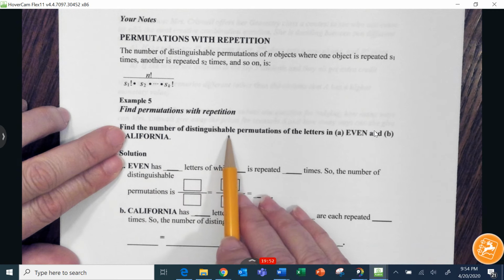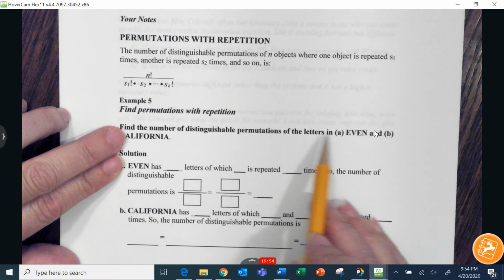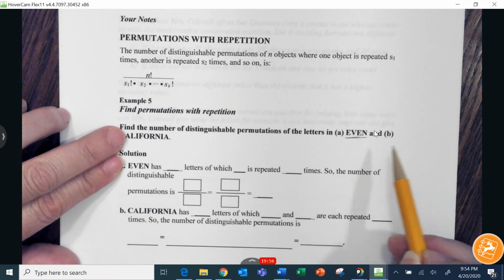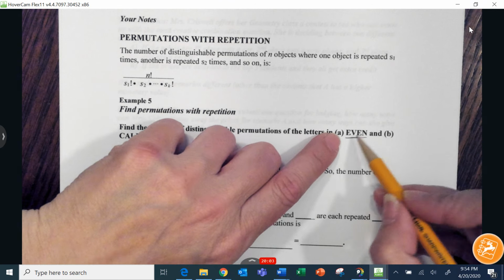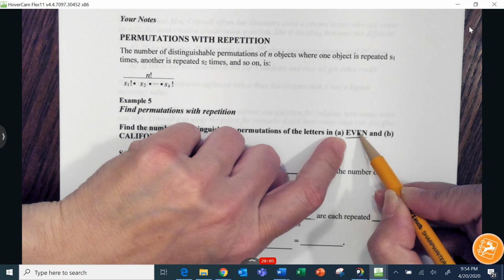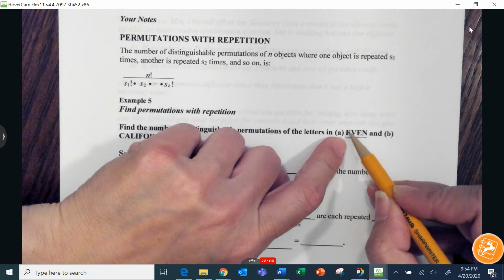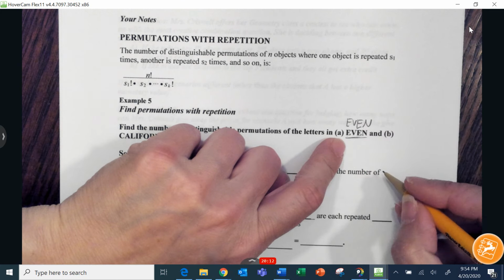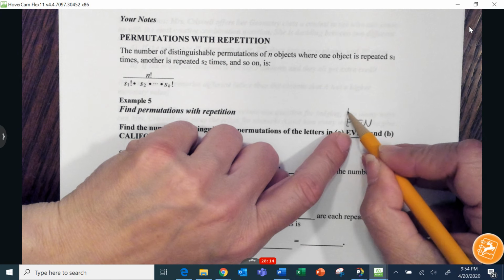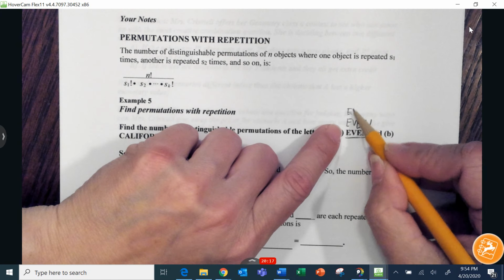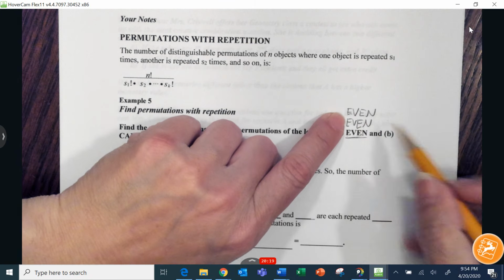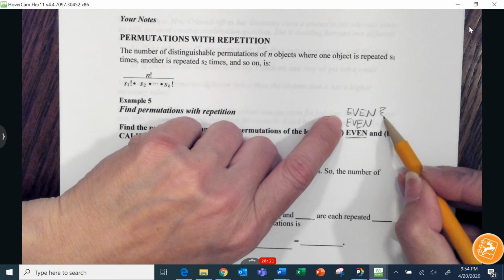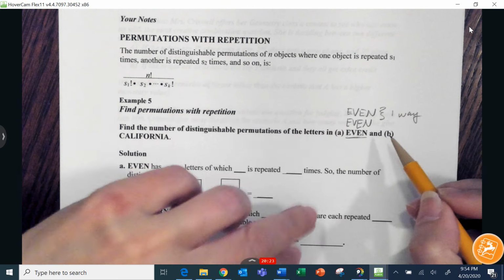Find the number of distinguishable permutations of the letters in the word even. So what this is saying is we're going to reorder these letters. How many different orders can we write the word even? The problem is you cannot tell between the E and the E. So if I write my first E here, or if I switch that around and I write my second E in the first place, these are exactly the same, so they would only count as one way. They wouldn't be different ways.